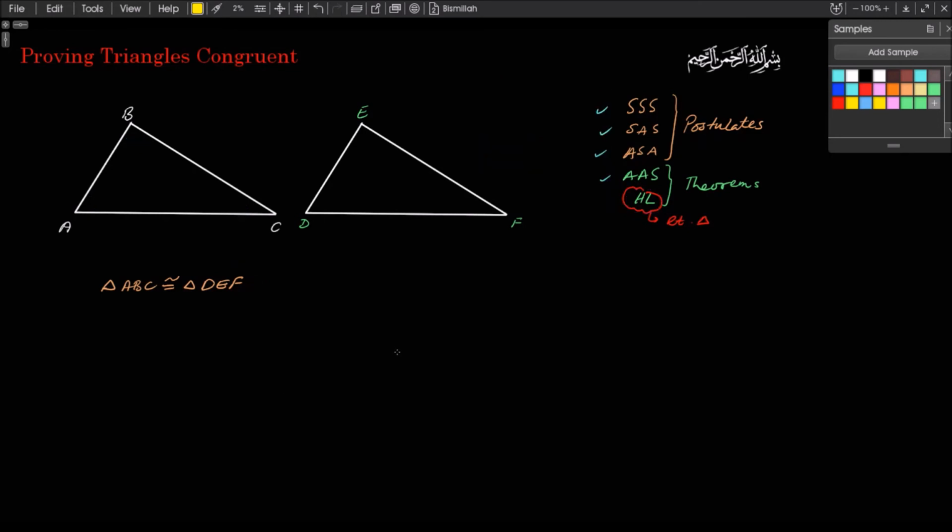So how do we prove triangles congruent? Side, side, side; side, angle, side; angle, side, angle; angle, angle, side; be careful. And finally, hypotenuse-leg.